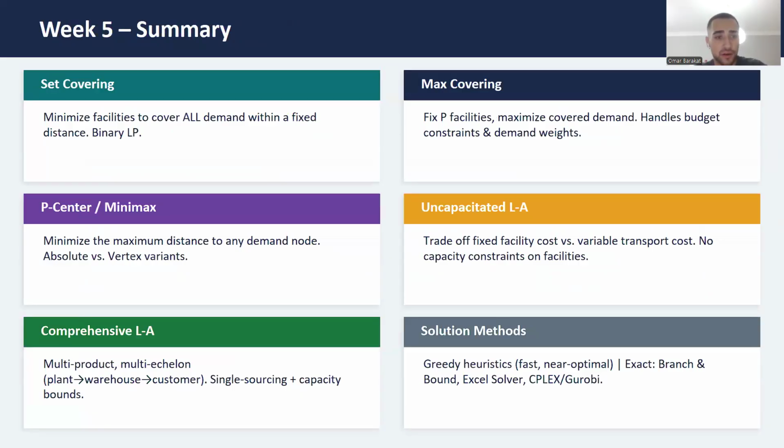Let's bring it together. For all these, choose between the fast heuristic for large-scale approximation or exact solvers. When optimality is required, the greedy adding method is your first line of attack. Next week, we move on into product, process, and schedule design, the inputs that drive everything upstream of facility location.